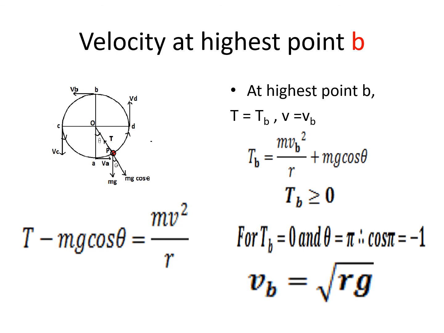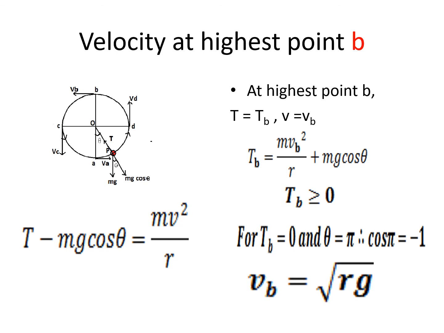Therefore, I can write down the equation as T minus mg cos theta, providing the necessary centripetal force, equal to mv square upon r. Now my aim is to find out the velocities at different points A, B, C and D. So we'll start with the highest point B. At highest point B, I can take the tension equal to T suffix B and velocity equal to V suffix B.